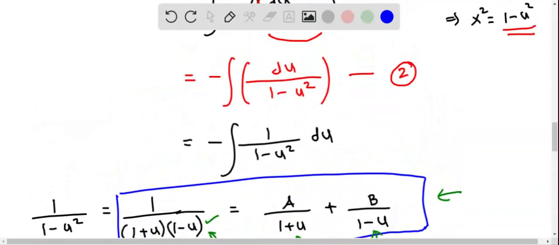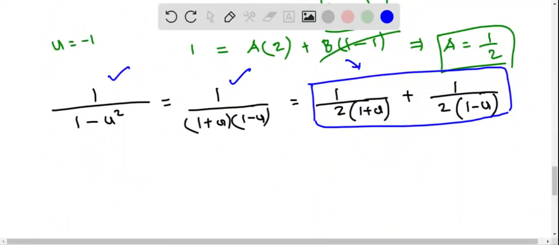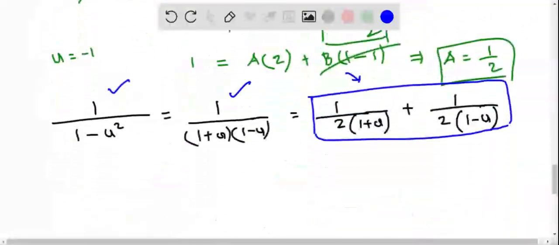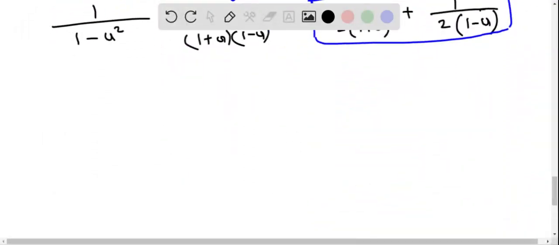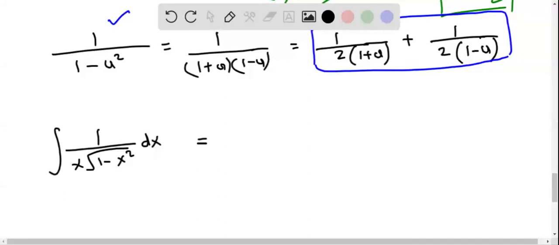This expression is equivalent to this expression, so we can go back to our equation 2 and get this replaced. When we go back to step 2, we started off with this integral, so I'm going to put that on the left side. That is the integral of 1 over x times the square root of 1 minus x squared dx. This equals, equation 2 is a negative of 1 over 1 minus u squared du.